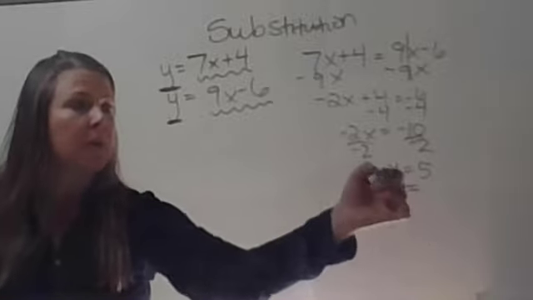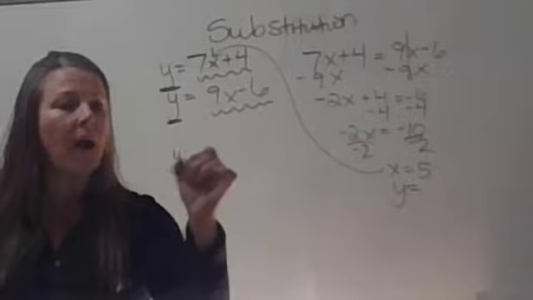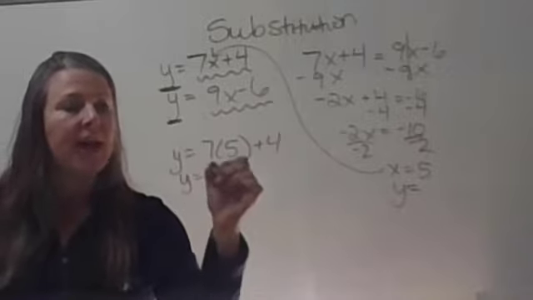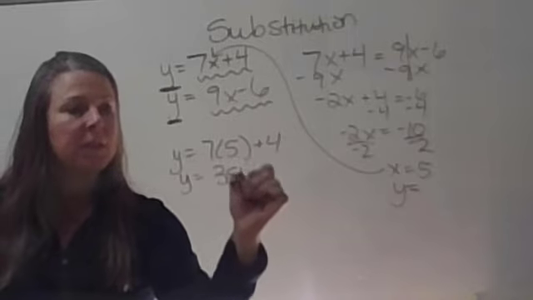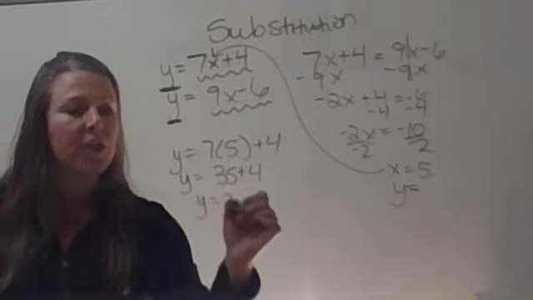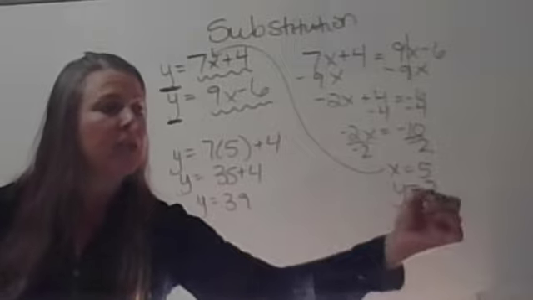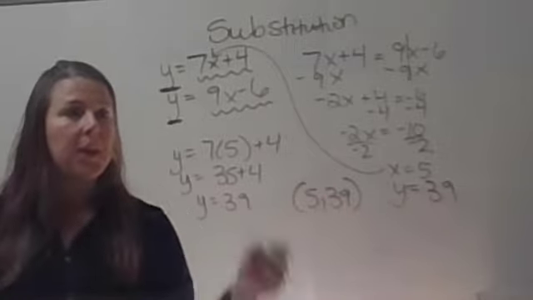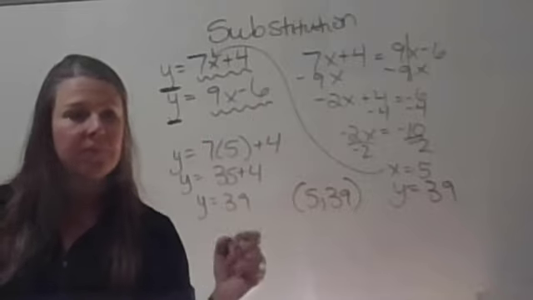So we're going to go right in here. y equals 7 times 5 plus 4. That's 35 plus 4. So that's 39. So I'm pretty sure the ordered pair point is (5, 39), but I'm going to check that right here.